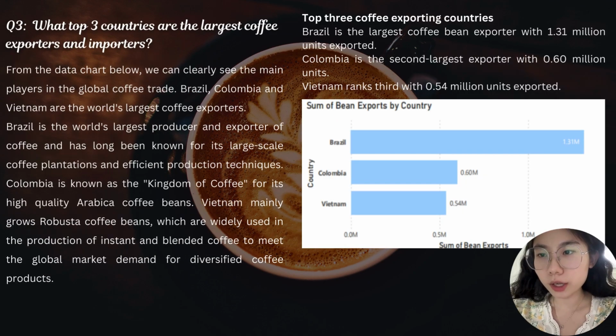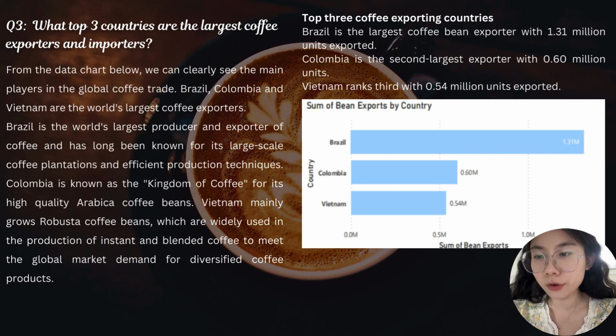The next question is the top 3 exporters and importers in the world. Brazil, Colombia, and Vietnam are among the world's largest coffee exporters. Brazil, the world's largest coffee producer and exporter, has been known for its large-scale coffee plantations and efficient production technology, and has a significant impact on the supply and price of coffee in the global market. Its stable supply chain and high-quality coffee beans have attracted buyers from different countries around the world.